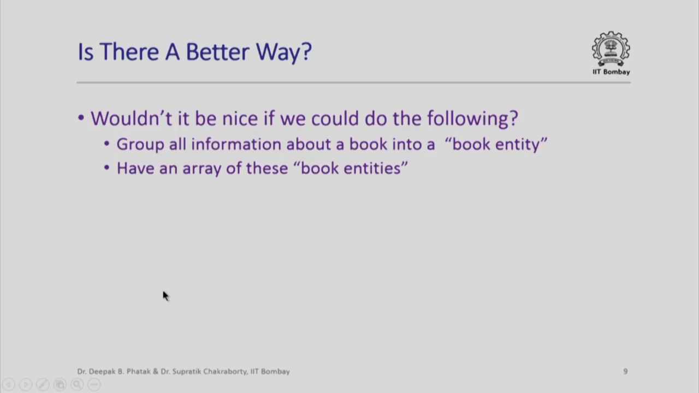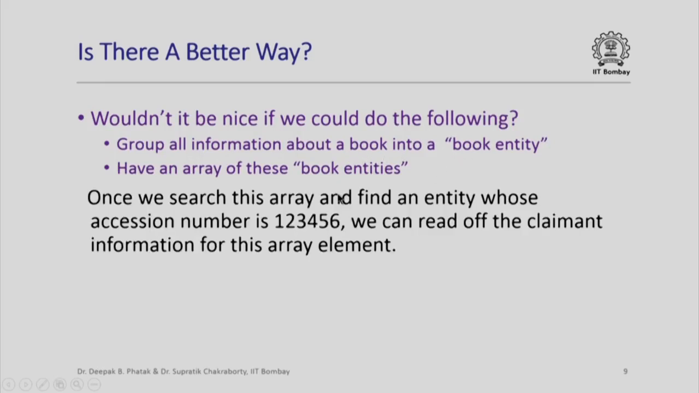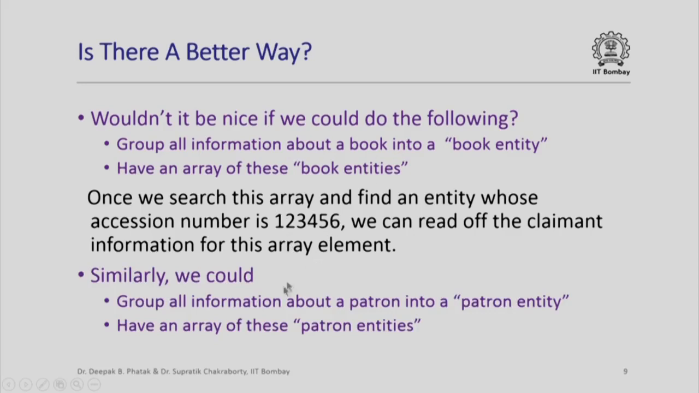Well, in trying to answer this question, let us first ask, would it be nice if we could do the following: if we could group all information about a book into a book entity and then have an array of these book entities. So once we search this array and find an entity whose accession number is 123456, since all information about a book is stored in the same entity, we could simply read off the claimant information from this entity, which is an element of this array. And why just group information about book entities? We could also group information about patrons into a patron entity and then have an array of these patron entities.